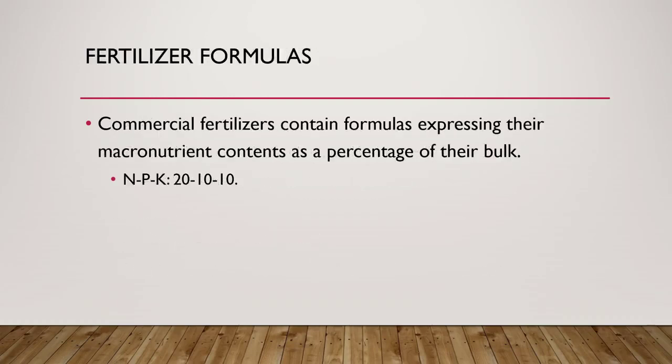Commercial fertilizers have formulas expressing their macronutrient contents as a percentage of their bulk, and by law they have to have nitrogen, phosphorus, and potassium on the label. These are just percentages. So this is 20% nitrogen, 10% phosphorus, 10% potassium, and 20 is a pretty high number, so that's going to be a pretty fast release fertilizer. When you're trying to use an organic fertilizer, you would want to use something with a nitrogen of like 3%, because it's going to be much slower, but it's going to be much safer for the environment.